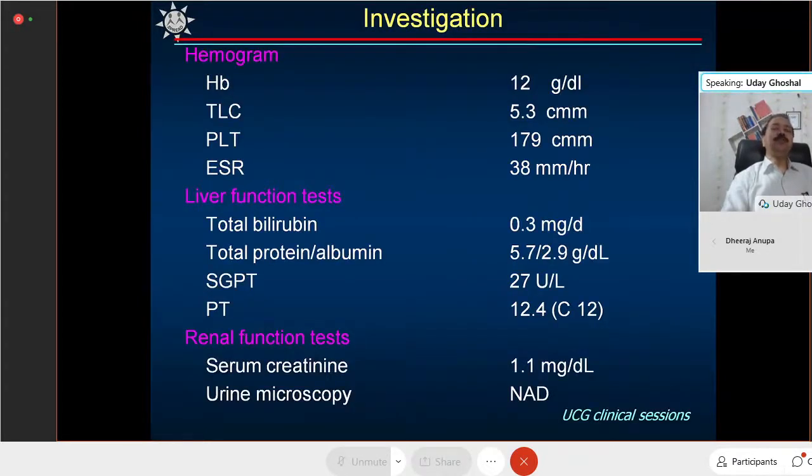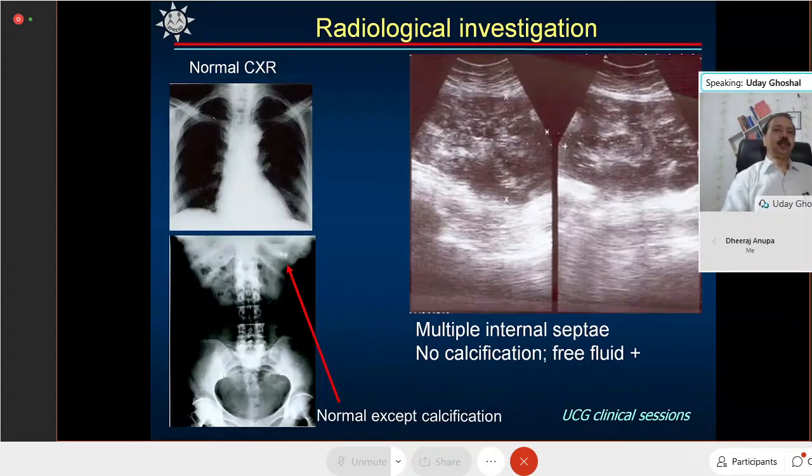Her hemoglobin was 12 gram per deciliter. TLC normal, platelet normal, ESR female normal is 30, she has 38, not much higher. Total bilirubin was 0.3, total protein albumin normal, SGPT, SGOT normal, creatinine normal, urine microscopy negative. This is radiology.